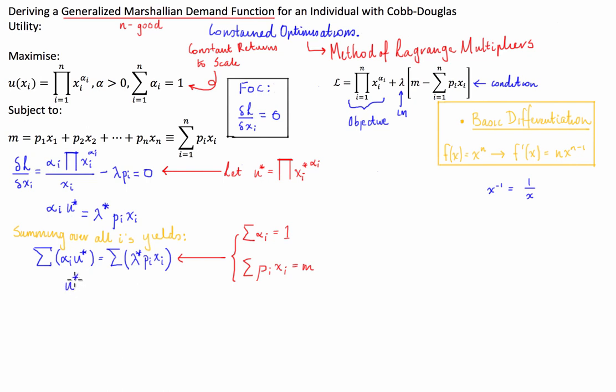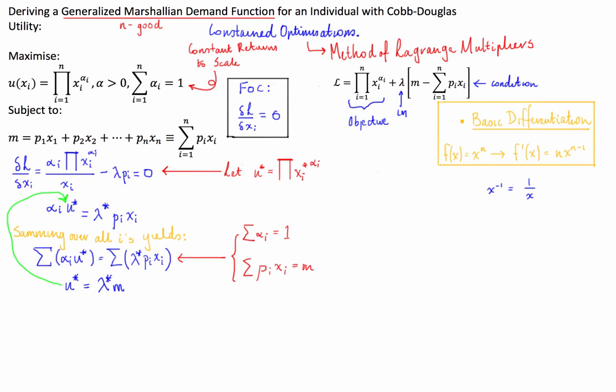U star is equal to lambda star times m. Okay guys, so now we have some optimal utility in terms of an optimal Lagrange multiplier and our income. And what we're going to do is substitute this value back into our first order condition. So we can substitute our U star in for the U star in our first order condition. So we're going to put this back in here.